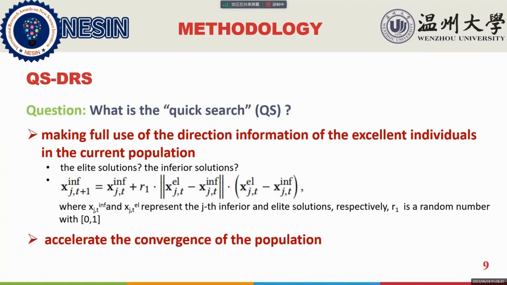First, we need to introduce one of the most important mechanisms of this strategy, which is called quick search. So, what is the quick search? In simple terms, it is to use a set of high-quality solutions in the population to get the direction of the search and thus accelerate the convergence of the population. Specifically, we distinguish elite solutions from inferior solutions in the population based on some strategies, then allow the inferior solutions to explore the search space in the direction indicated by the elite ones, ultimately enhancing the quality of offspring.